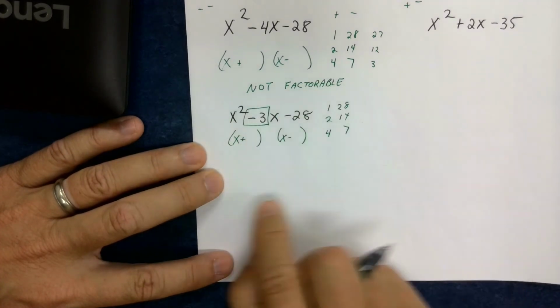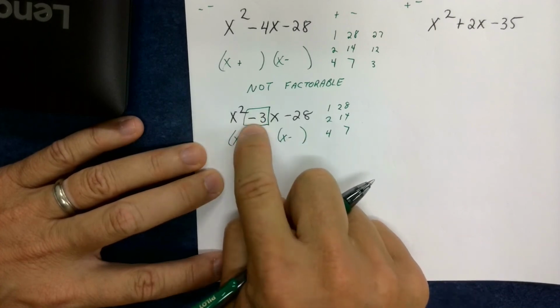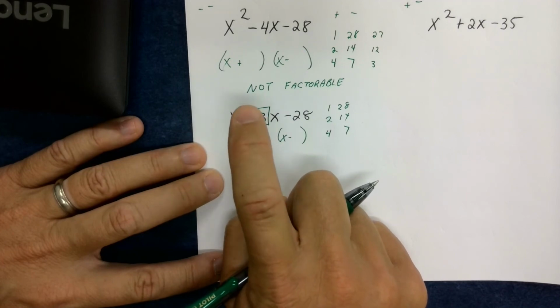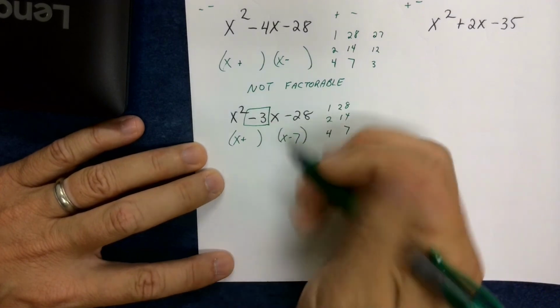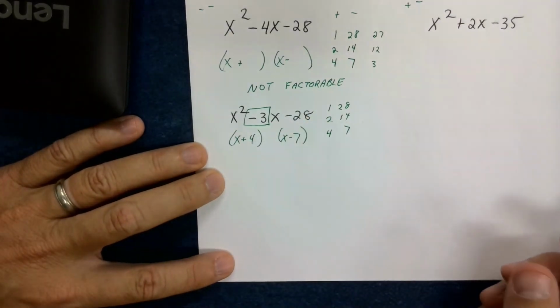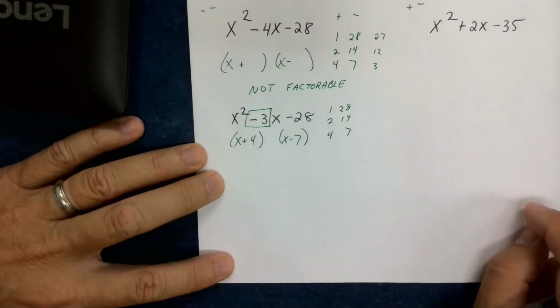Now here's the key. I can't just randomly put the 4 and the 7 in these places. This has to be a negative 3 when I add them together. So if when I add them together it's got to equal negative 3, it must be the 7 with a negative and the 4 with a positive. And you can check those again, plug them into your calculator, and it will work out to get this.